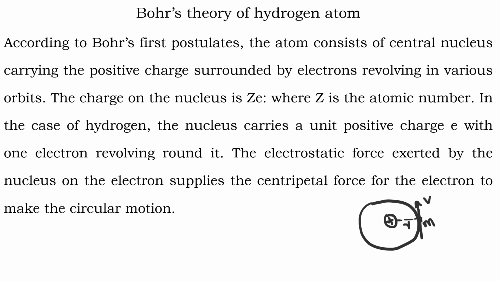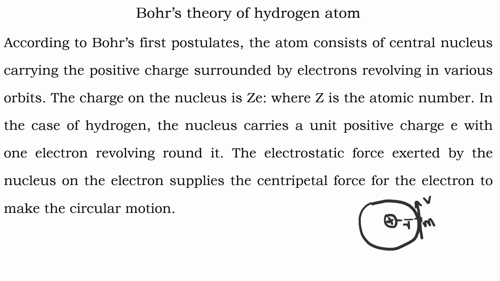Dear students, today's topic is Bohr's theory of hydrogen atom. In this topic, we are going to study an expression for the velocity of the electron, an expression for the radius of the permitted orbits, and also an expression for the energy of the electron in the orbit. Considering Bohr's first postulate.